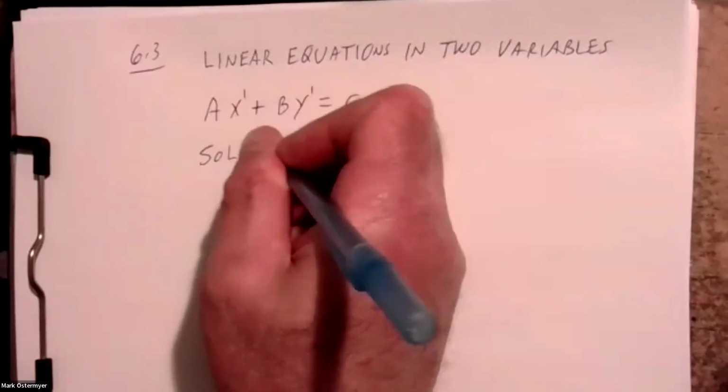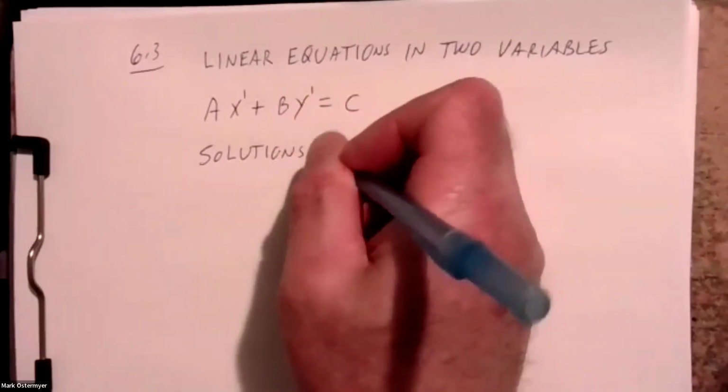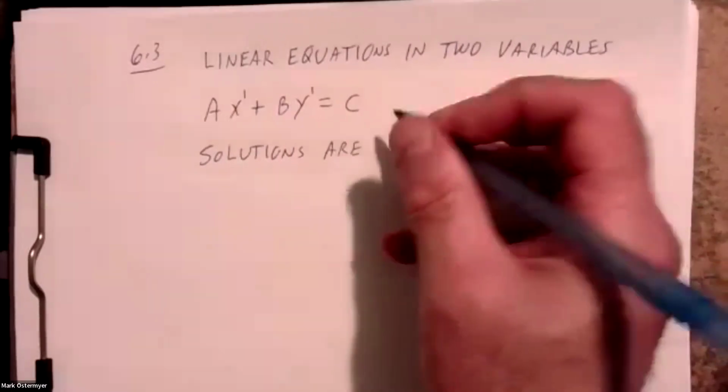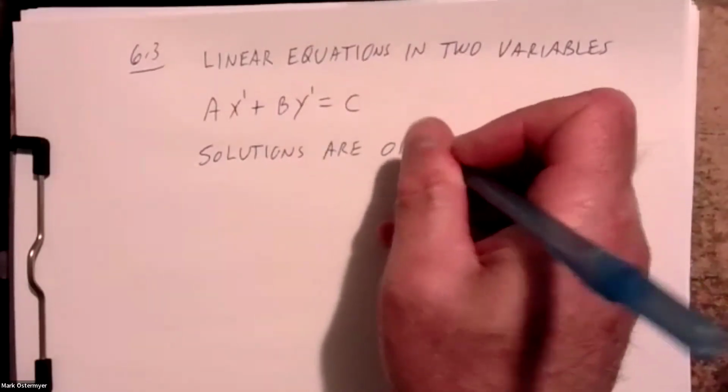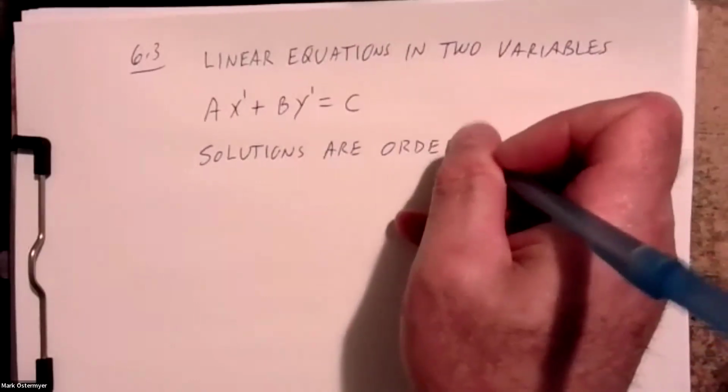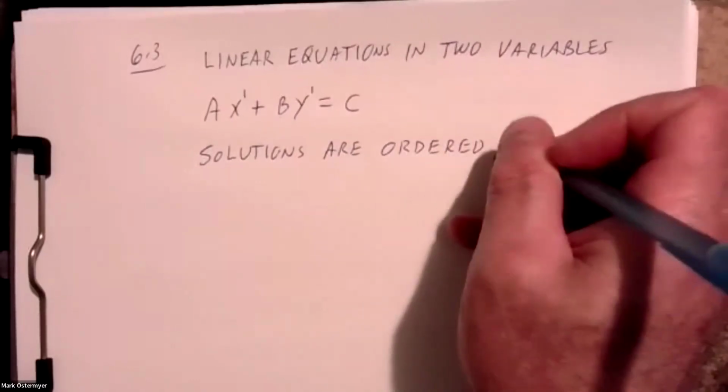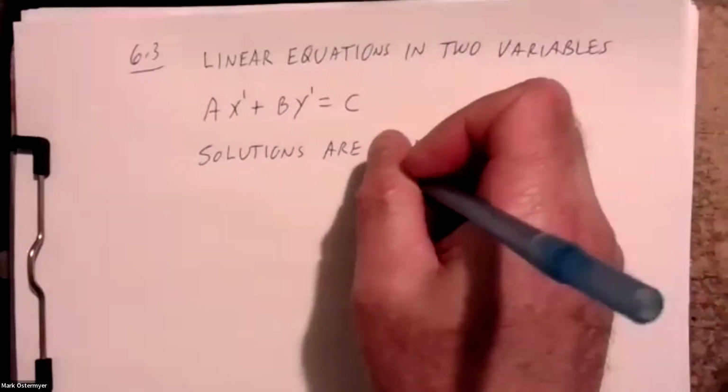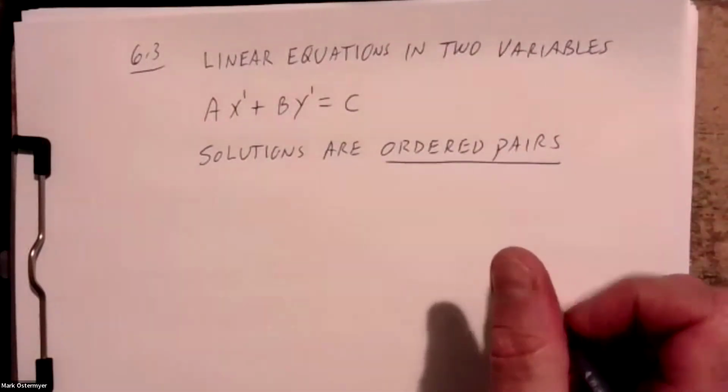Solutions to such an equation are not just single numbers. They are always going to be ordered pairs. They must be ordered pairs.